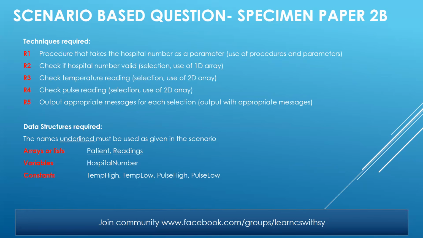See, so simple. Data structures: the names underlined must be used as given in the scenario. You cannot change the patient array. You cannot change the readings array. It has to be taken the way it is in the given question. So be very, very cautious about the arrays or lists or whichever variable they have mentioned in the question. Please do not change them. Do not do anything else with them. It has to be used exactly in the same manner. For example, if it is readings, then please take readings. Do not write reading. Just the basic thing is caution.